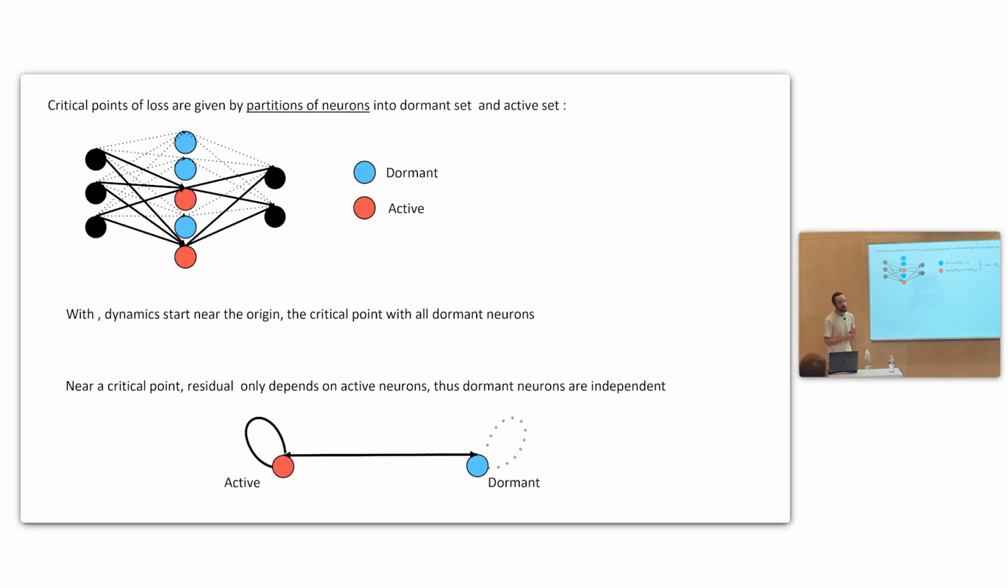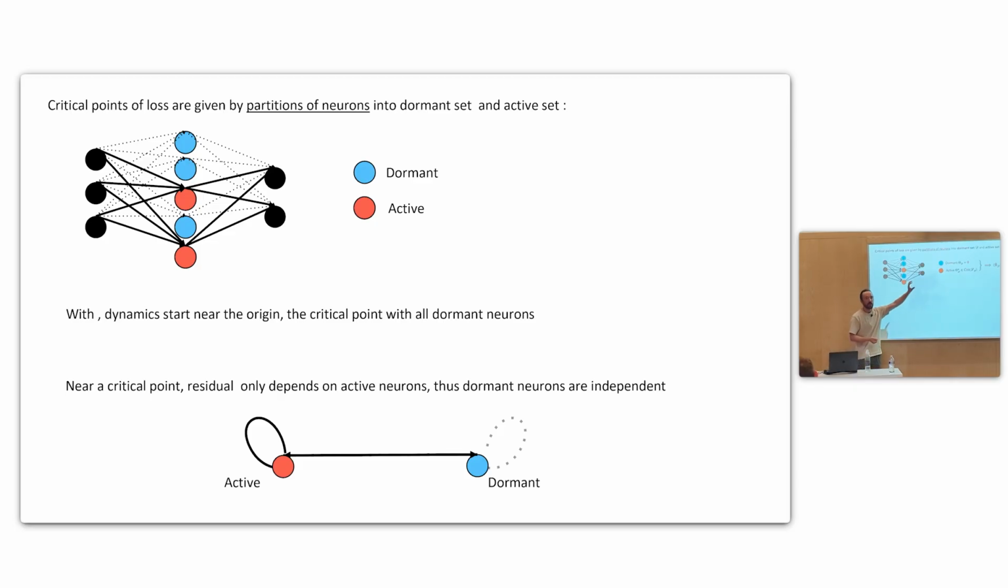So from these 2 observations, we can make a couple further observations about critical points of the loss landscape of networks of this form. Any critical point of the loss landscape could be described by a partition of my hidden neurons into 2 sets, a dormant set and an active set.